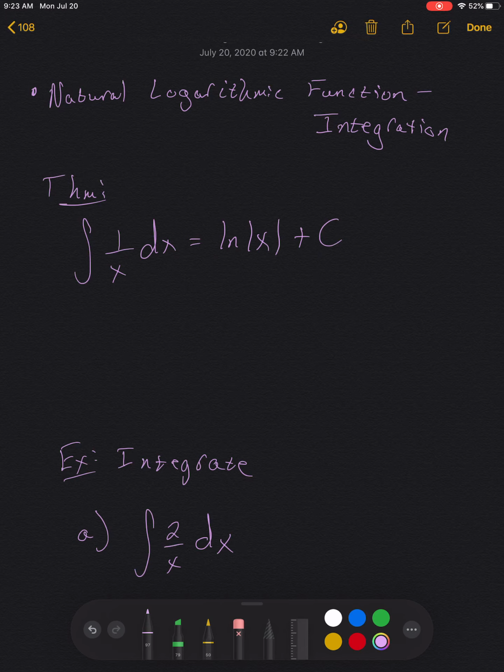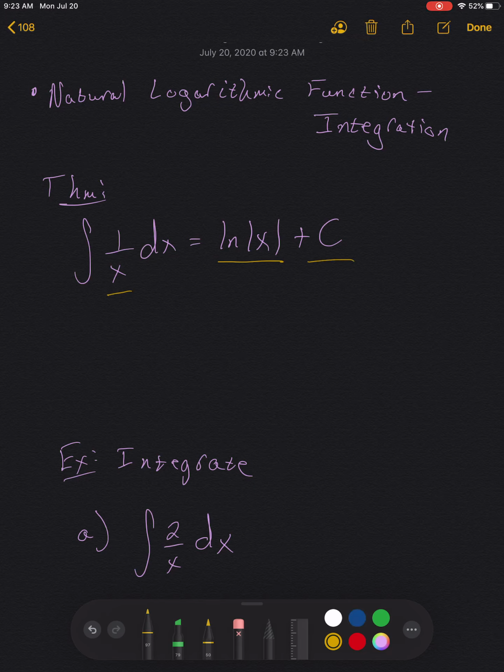Our natural logarithmic integration formula fills in that blank. Since the derivative of ln x is 1 over x, then the antiderivative, or indefinite integral, of 1 over x should be natural log of x. Natural log of the absolute value of x, to take care of the fact that we can't have negatives inside of the natural logarithm. And then plus that constant c.